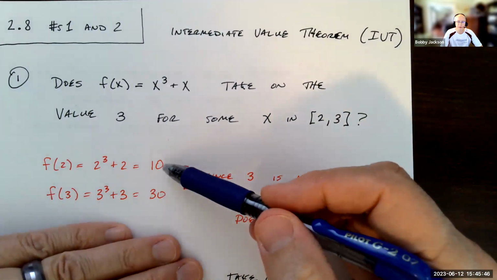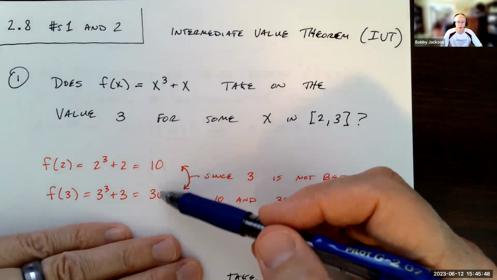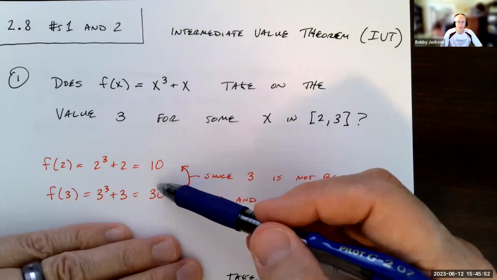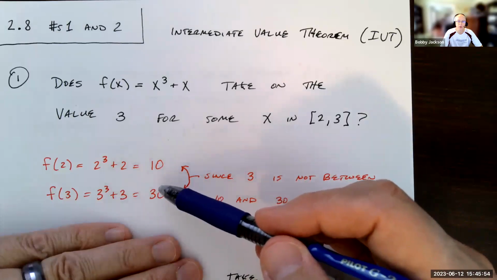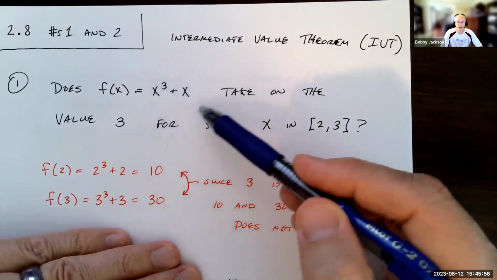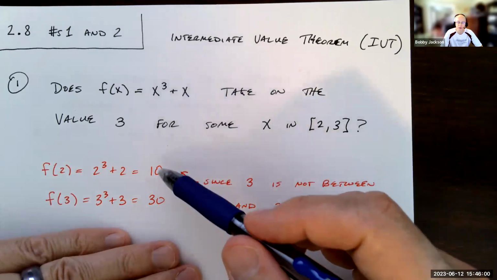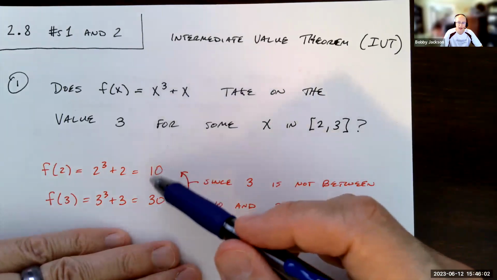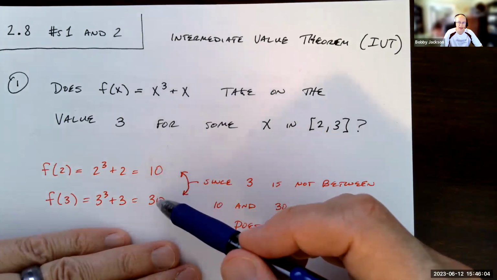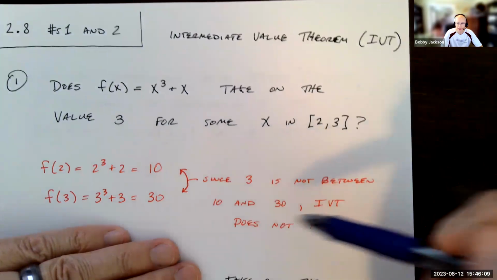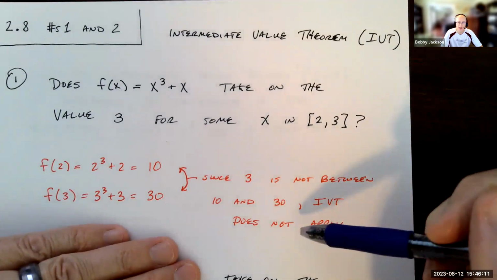Okay. If any value is between 10 and 30, we know this function, since it is indeed continuous, x cubed plus x is continuous on this interval, we're guaranteed to obtain every value between 10 and 30. Since 3 is not between 10 and 30, the intermediate value theorem does not apply.